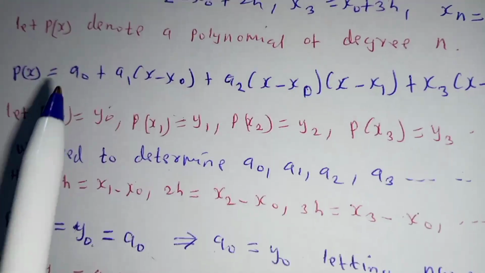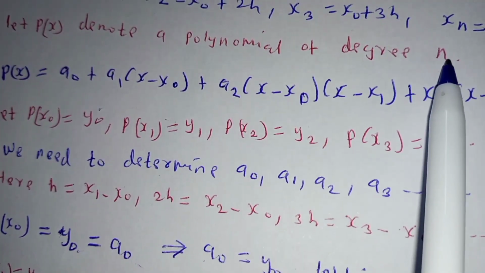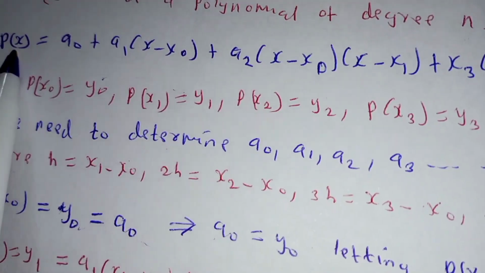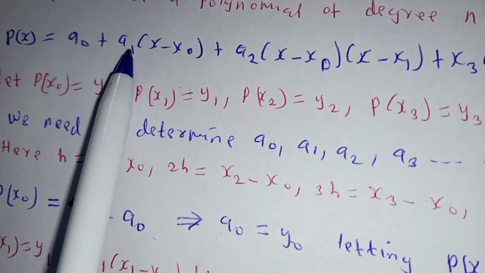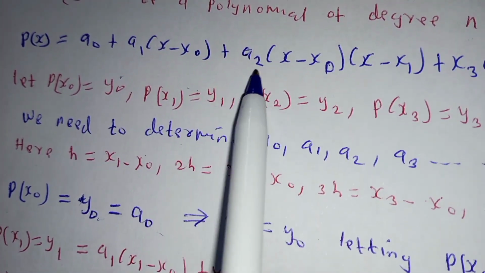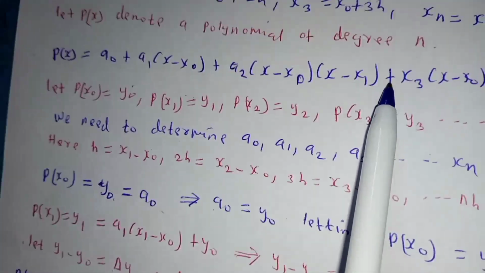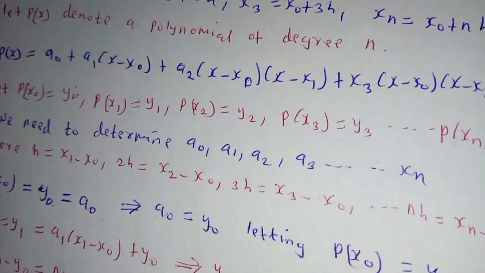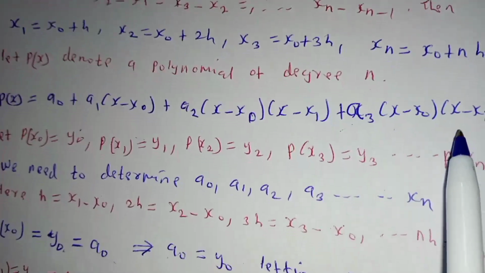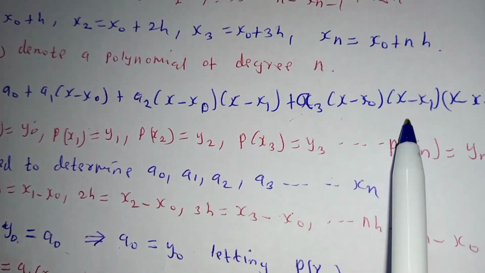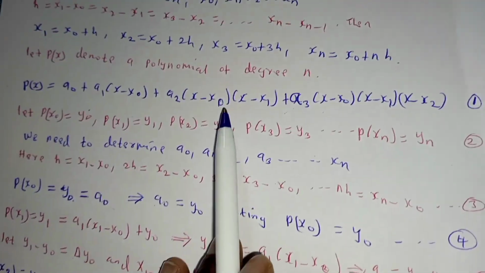Now, we want p of x to denote a polynomial of degree n. Then this polynomial can be written as p of x is equal to a naught plus a1 of x minus x naught plus a2 of x minus x naught multiplied by x minus x1, plus a3 of x minus x naught multiplied by x minus x1 multiplied by x minus x2, all the way up to the last term.